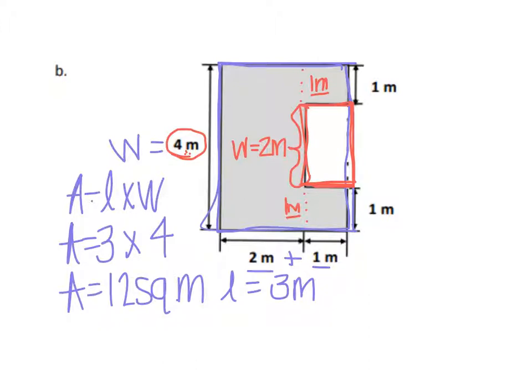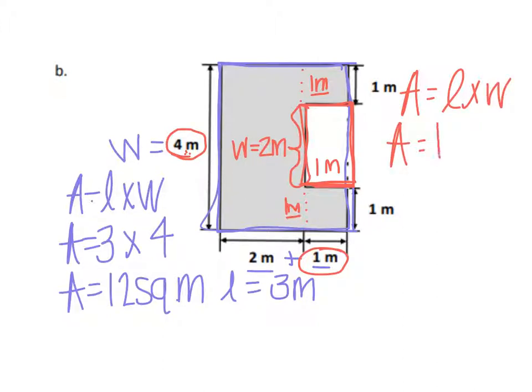Now I need to find the length, which I also see down here, which is 1 meter. So now I can determine the area of the red rectangle. So A equals the length, which we said was 1 meter, times the width, which is 2. So A equals 2 square meters.